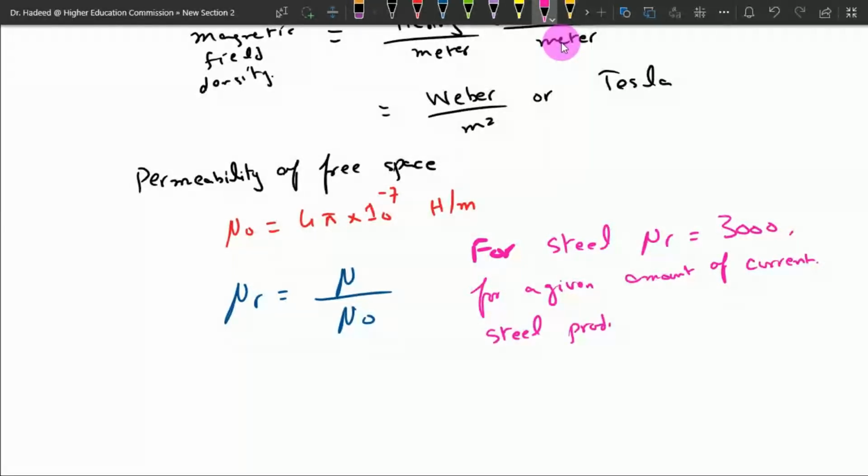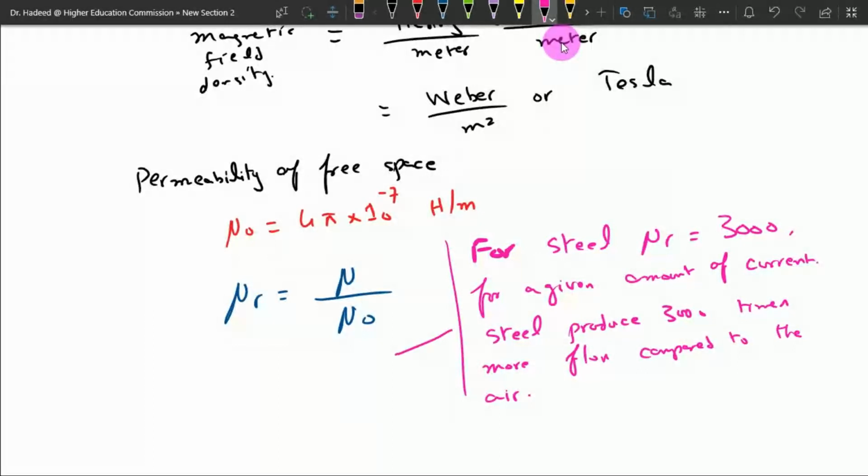Steel produces 3000 times more flux compared to free space or air. And remember that for this, we assume the same corresponding area. So for the same area in free space, the steel shall have 3000 times more flux for the same amount of current.